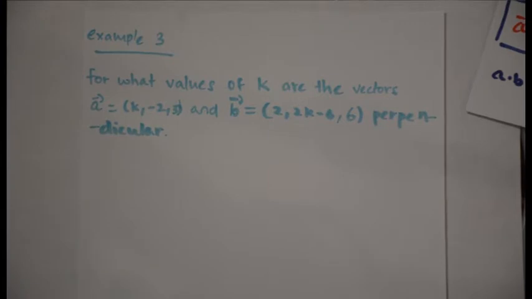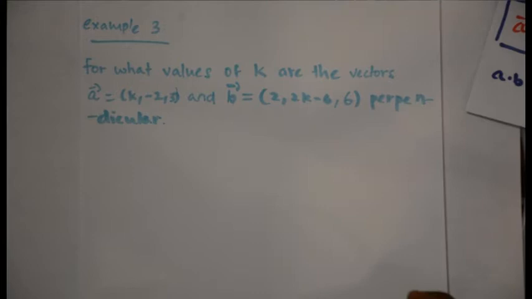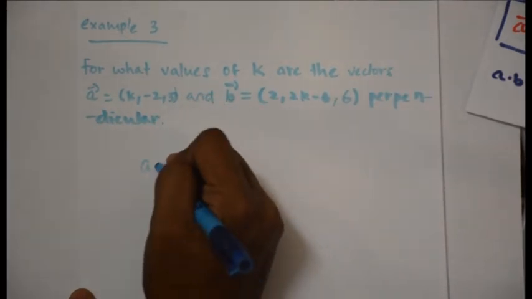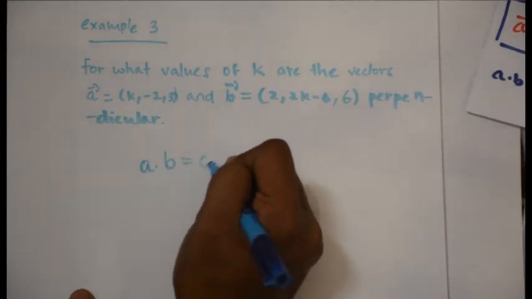Now moving on to the next example. Here we have two vectors in which one vector is k, minus 2 and 3, and the other vector is 2k minus 6 and 6. In this question they're asking us to find the value of k for which both of these vectors are perpendicular. It might look like a complex question, but it's actually pretty easy. If you refer to the properties of dot product in the previous video, we know that for two vectors to be perpendicular, the dot product between those two vectors is 0.